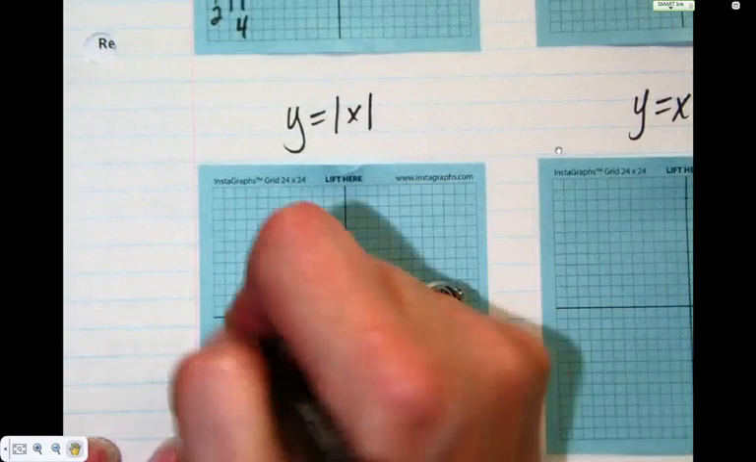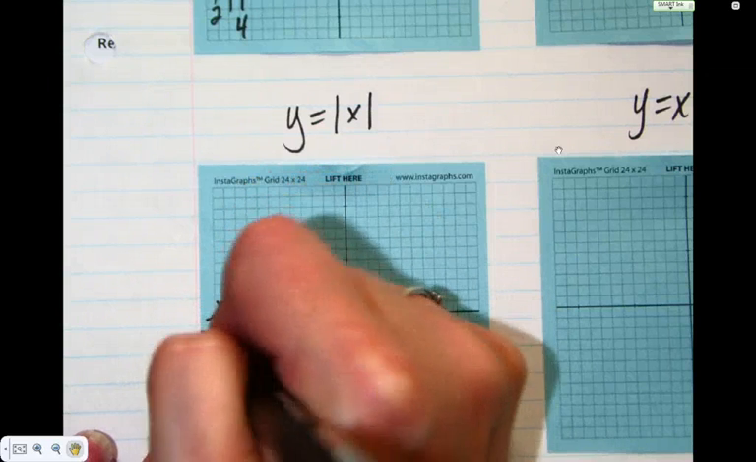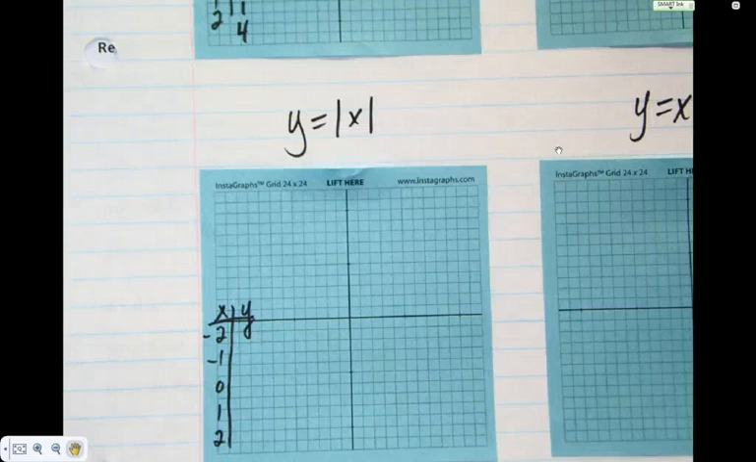I'm going to go down to absolute value. What does an absolute value do? Why? Because that's what you told us last year, Ms. Thompson. Why? What does it represent? What does an absolute value mean?